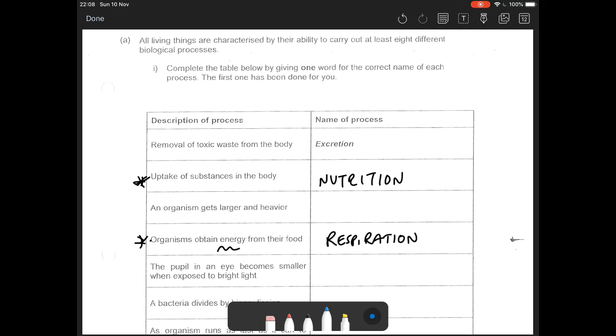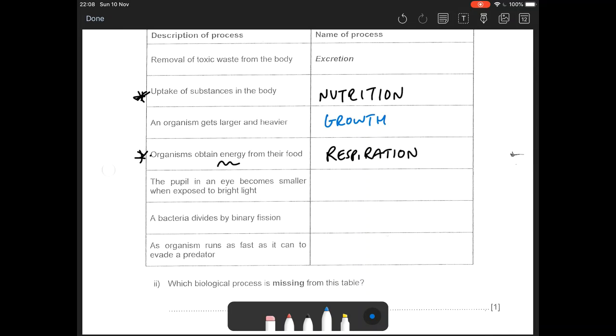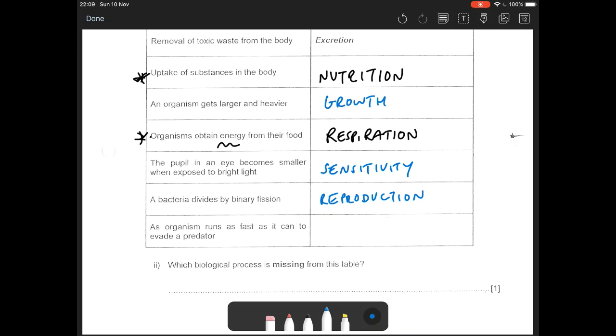The rest of these were generally gotten correct by people that recognised that this was a question about the 7 life processes, Mrs. Gren. So this one here is sensitivity. Right here we've got reproduction. And this one, an organism runs as fast as it can to evade a predator. This one is movement.